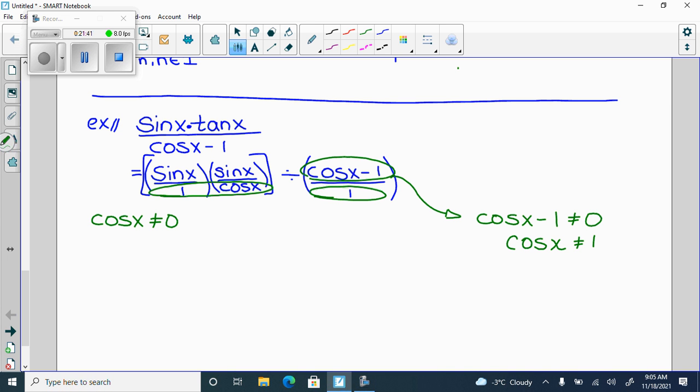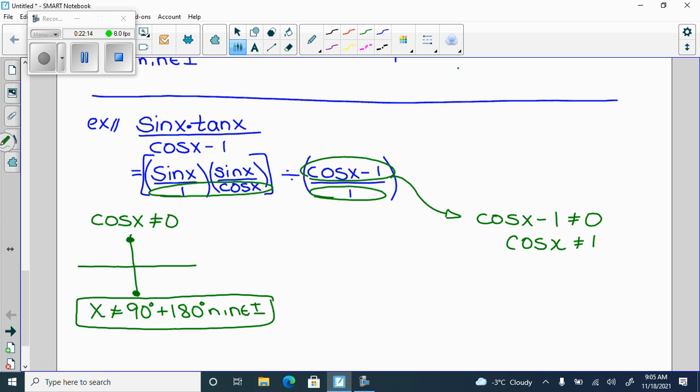All right. Where does cos x equal 0? 90 and 270. At 180 it would equal -1, and at 0 it would equal 1, right? So we've picked these ones. We're going to do it just in degrees this time. X can't equal 90 degrees plus 180 degrees n. Just so you know, if they say it's in radians, you have to put it in radians. If they give you a restricted domain in radians and you give me an answer in degrees, no, not good.